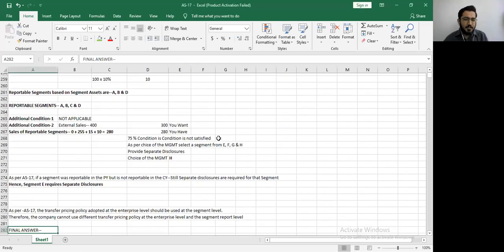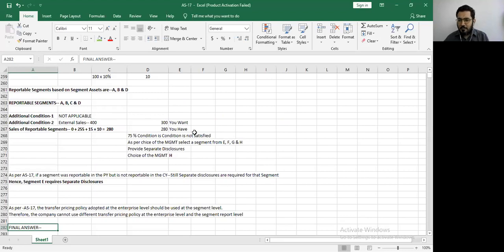The first additional condition says that if the management wants to make additional voluntary disclosures of any particular segment, then they can do so. However, in the question they have not given any such information that this segment has to be voluntarily disclosed. That means additional condition number 1 is not applicable to us, right?